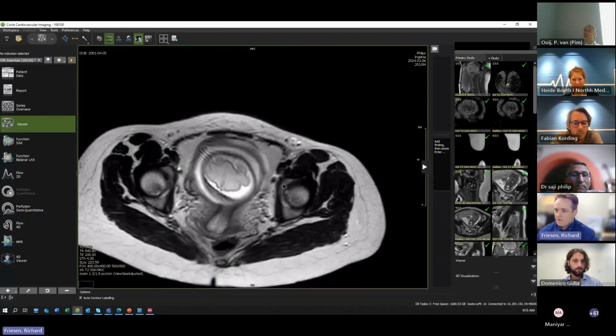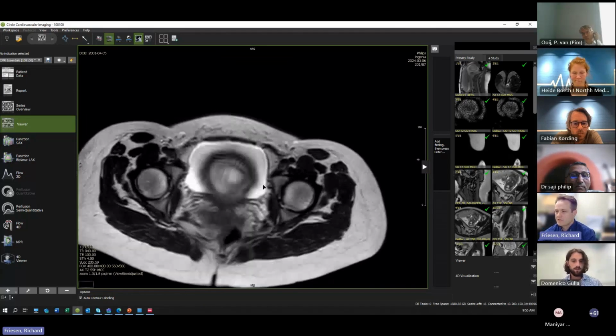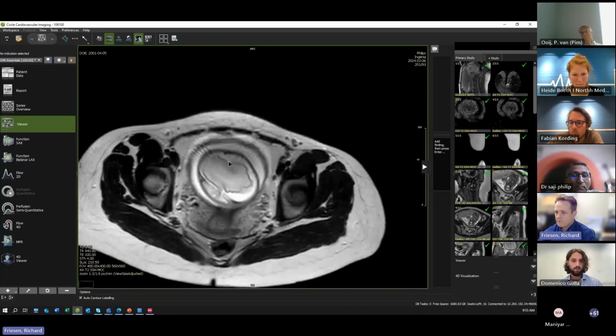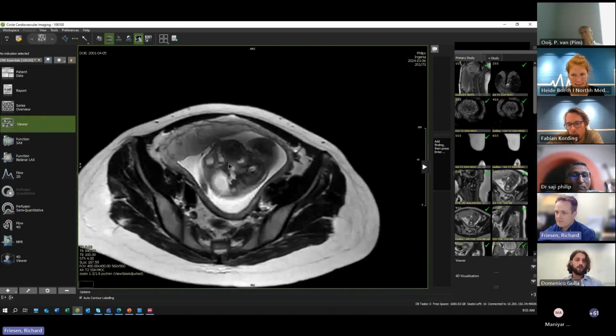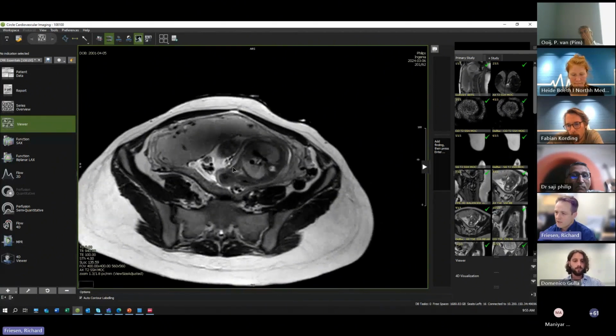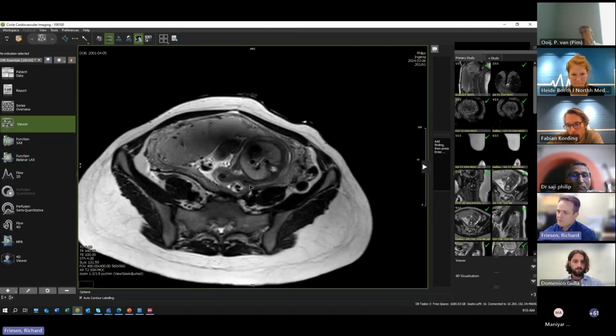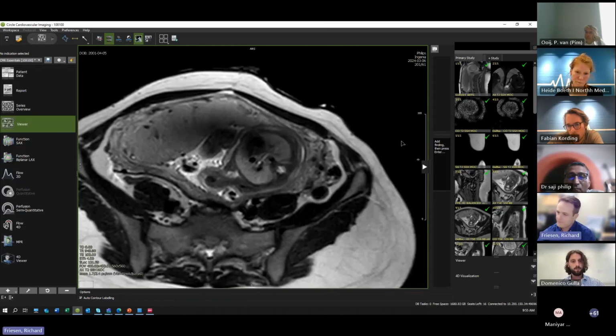So just a quick look at our axial images. So this is just the maternal localizer. You see her hip bones, bladder. So we come up, we see the baby is head down, and then we start to see the baby's thorax. This is the baby's right. We can zoom in a little bit.